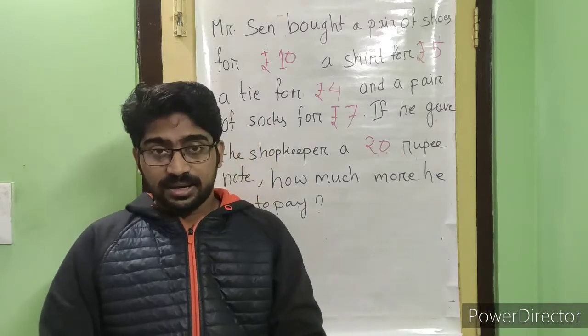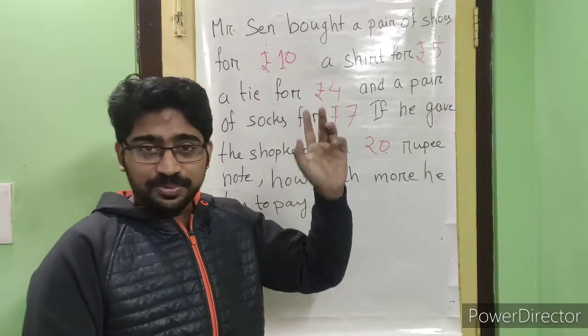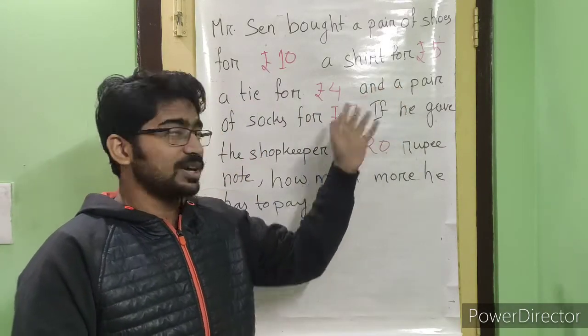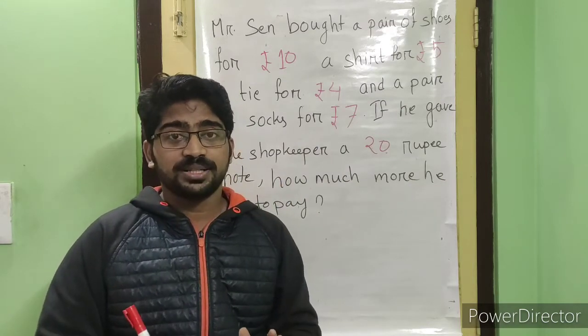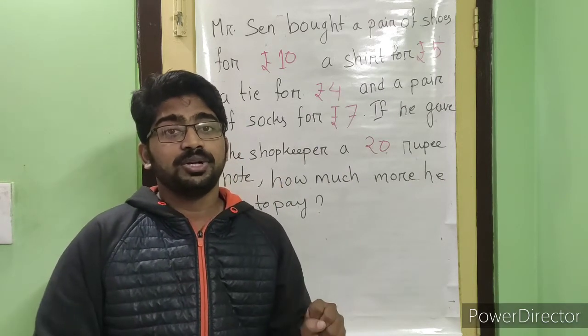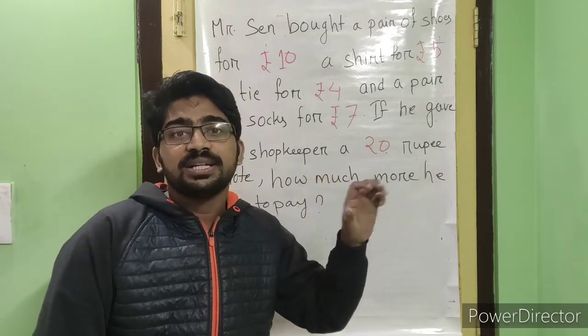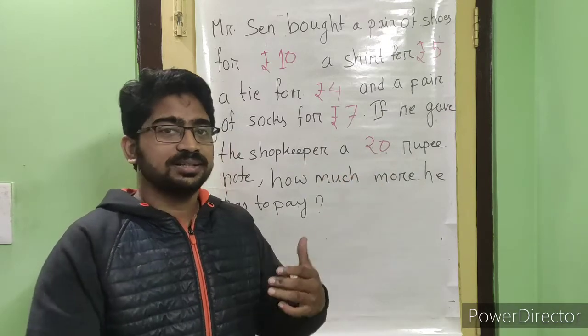See, in today's day, within rupees 10 a pair of shoes will not come, or for rupees 5 a shirt will not come. But we need to imagine. Why are we imagining this? Because we want to make the process easier. We want to make the process of understanding any kind of word problem easier. Okay, so we are considering this.